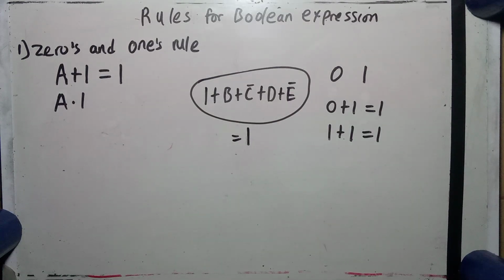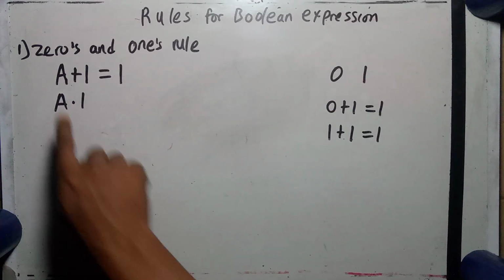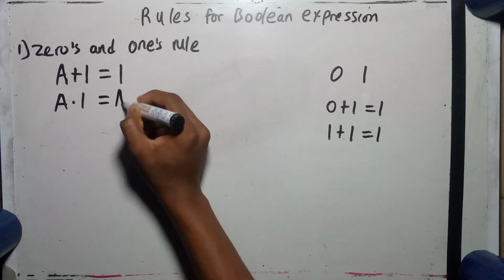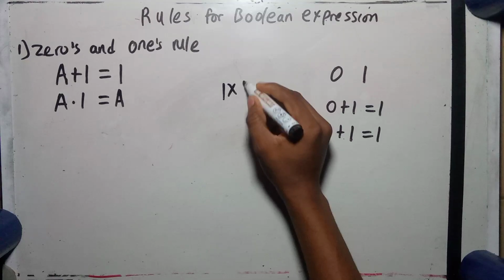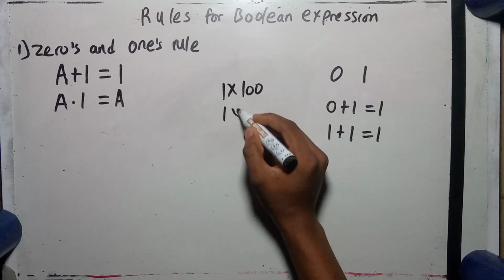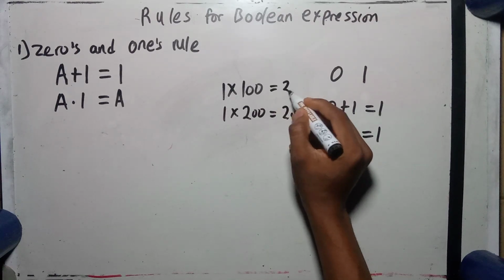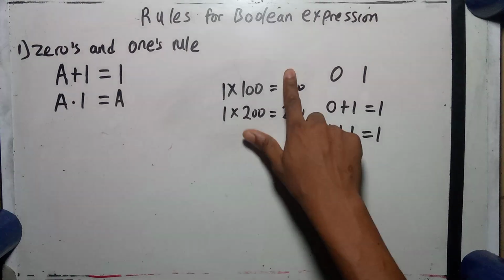So that's it for Boolean expression. So long as you're adding 1 to a variable or to an alphabet, it will definitely give you what? 1. Now, when you're multiplying 1 to an alphabet, it will give you that alphabet. Now, this one is common. We actually use this one in our normal algebra or even normal multiplication, where we say 1 times 200 will give us what? 200.